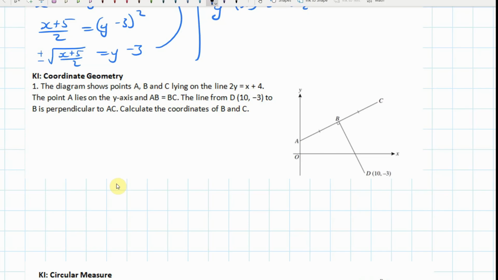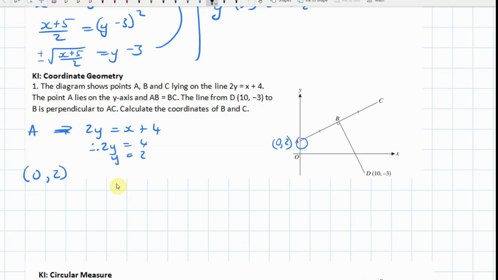First of all, we can find the coordinates of A, can't we? So A is on the line 2y equals x plus 4. And we know that since A is actually on the y-axis, x is equal to 0. So in that case, 2y would be equal to 4, so y would be equal to 2. So we know the coordinates of A are (0, 2).